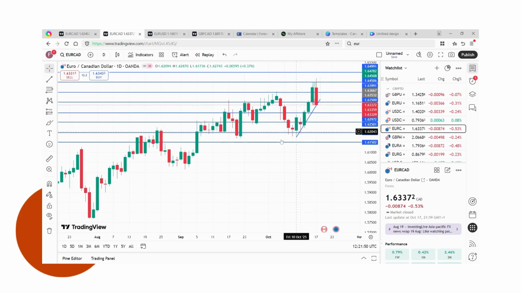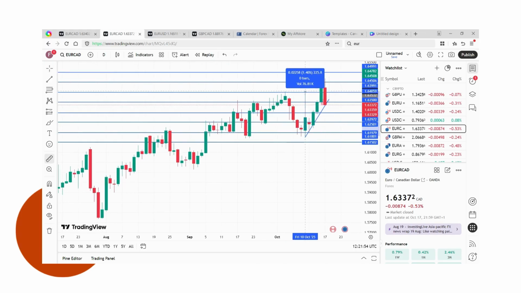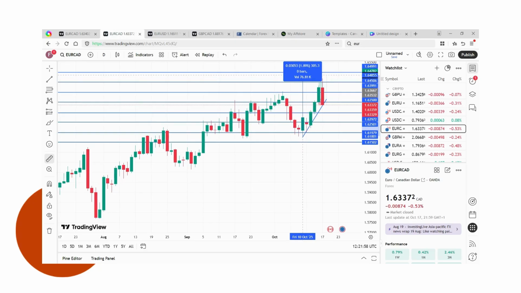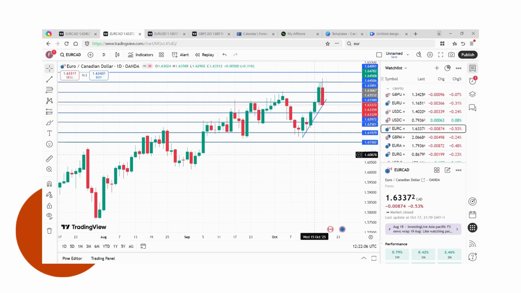And this is liquidity. Let me measure it. This is about 300 pips, if I'm not mistaken. Yes, 300 pips, 290 something. Yes, 300 pips exactly. That's crazy, guys. 300 and something pips. That's crazy. I spotted it since last year.